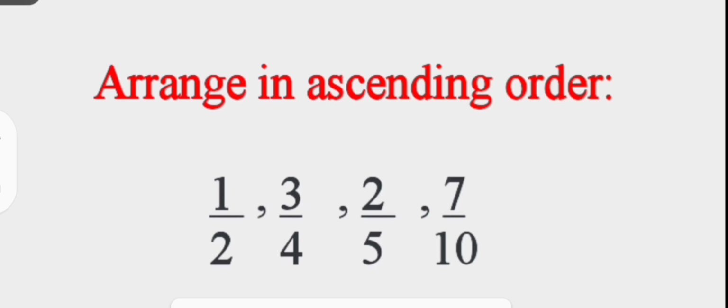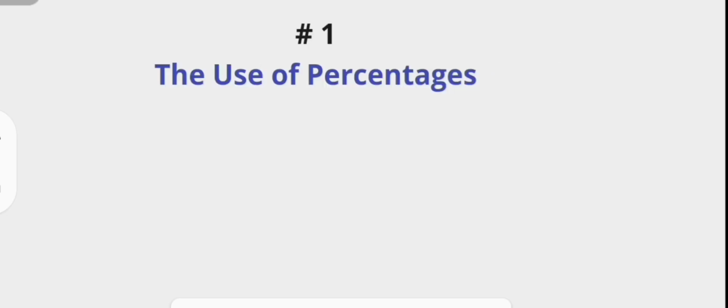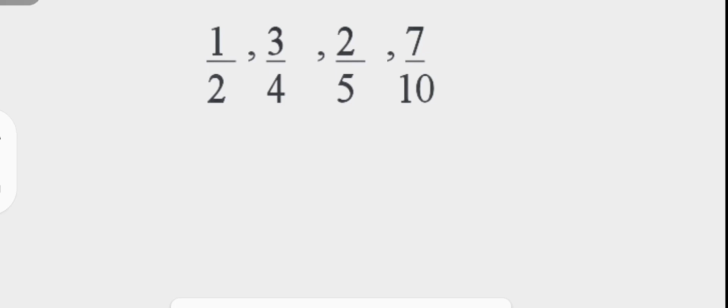Let's get it started. The first method, the use of percentages. In using percentages, we are going to express each fraction as a percentage. And to express a fraction as a percentage, we multiply it by 100. So 1 over 2 as a percentage is going to be 1 over 2 times 100, which is 50%.